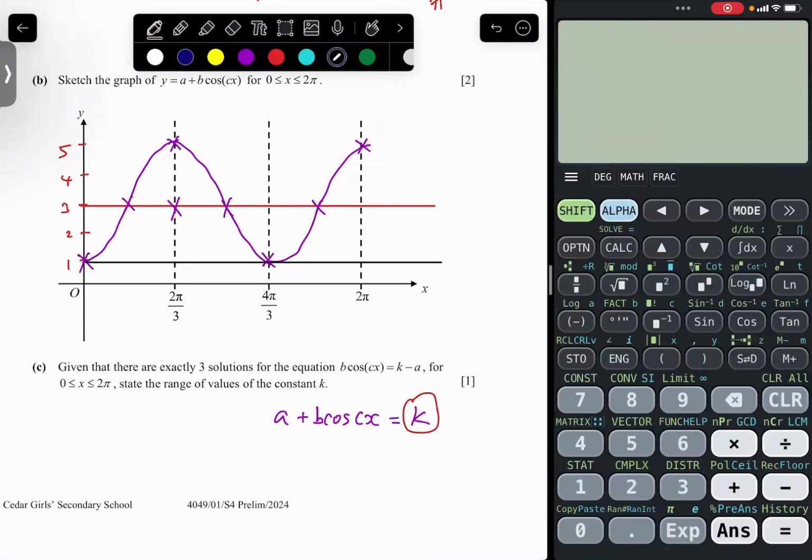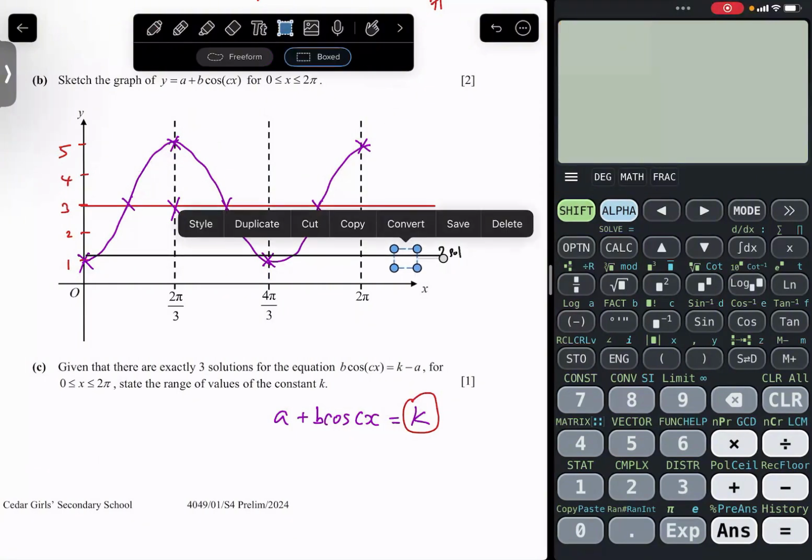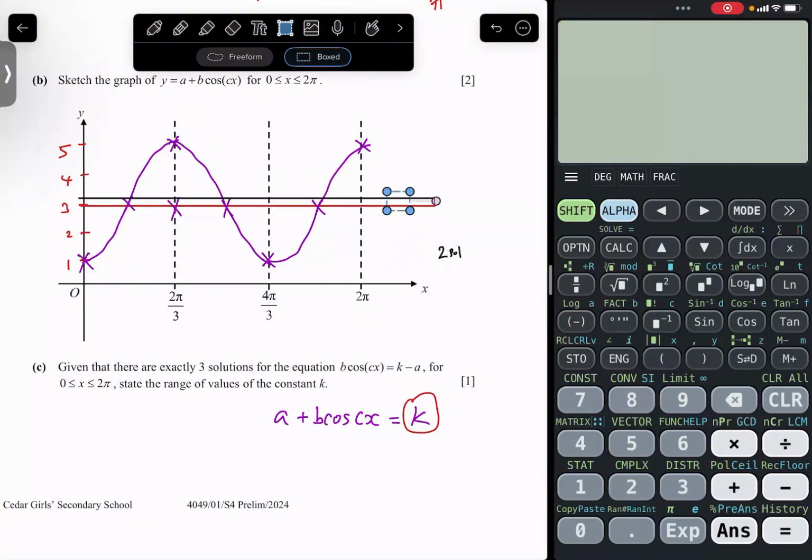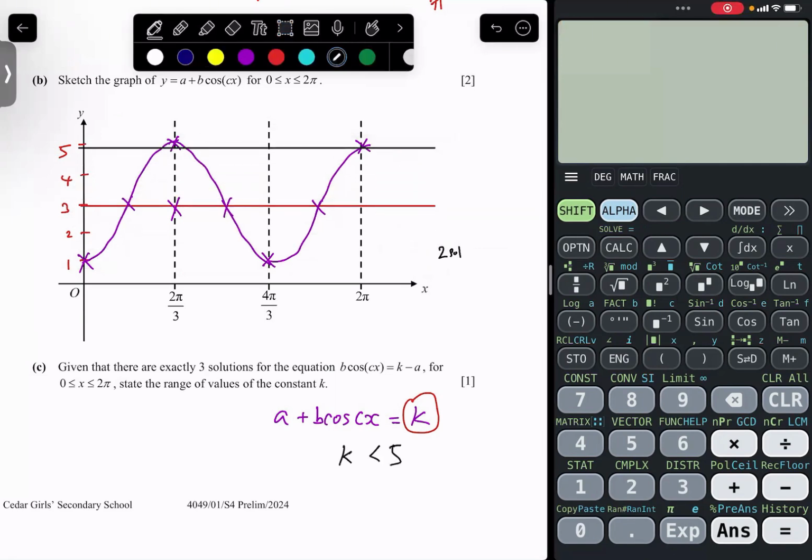Now, if I place my horizontal line over here, there's only 2 solutions. Okay, but the moment that I shift this line a little bit up, then there will be 3 solutions, and this will always remain as 3 solutions within here until I reach the top again. Then there will only be 2 solutions. Further, no solutions. Further down, no solutions. So it's in between this range that you will have 3 solutions. So that means the k value must be greater than 1 and less than 5 to have 3 solutions.